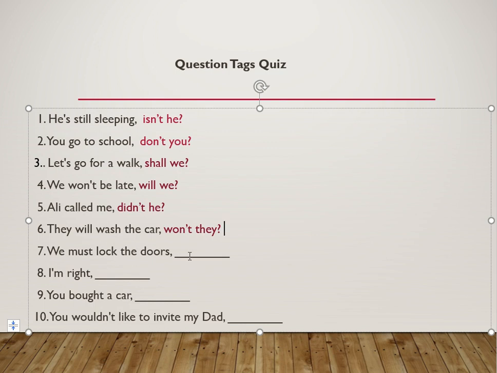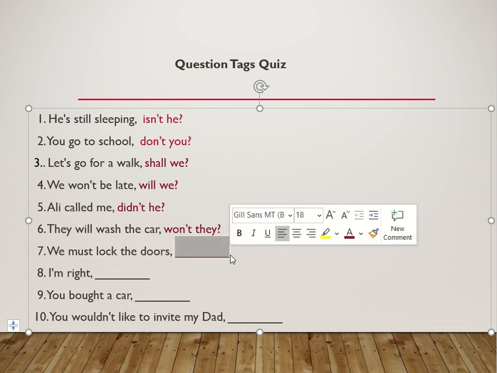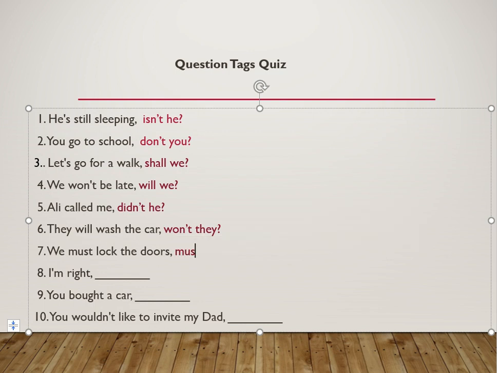We must lock the doors. So how can we add the negative question tag, right? Because here we have a positive sentence. Yes, we have to put first mustn't. Yes, it's a modal. And we. Mustn't we? Number 8, I'm right.